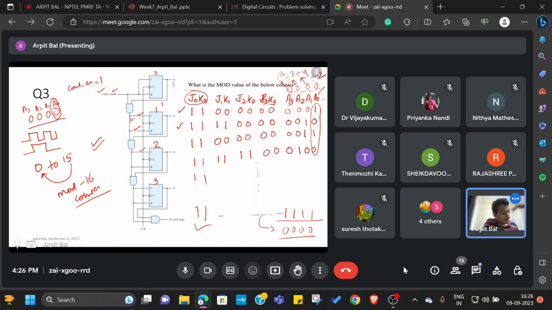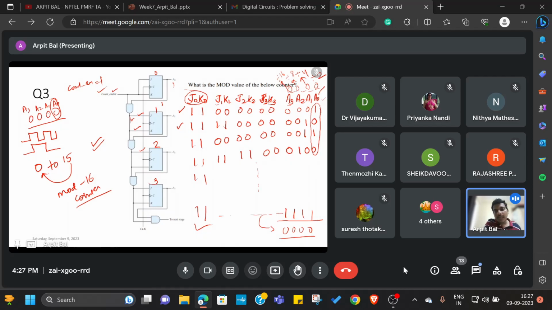Before starting to figure out the equation, please remember to give proper notations, so J0, K0, J1, K1, otherwise it will lead to confusion at the later stages. It's better to denote the notations properly from the very first instance itself.